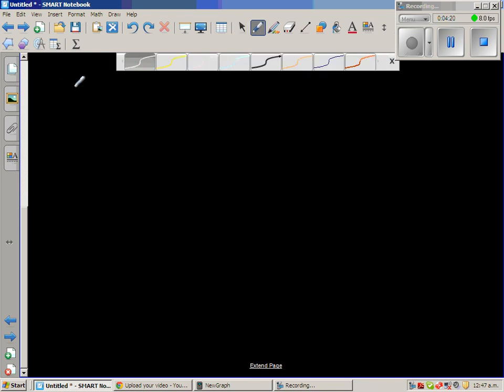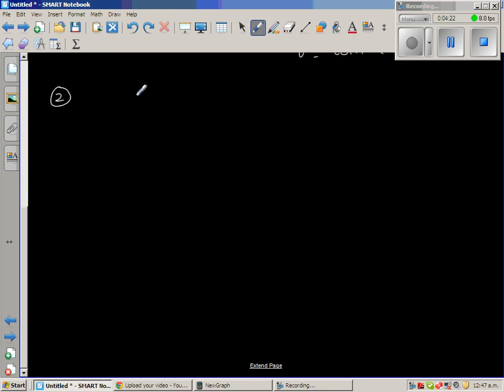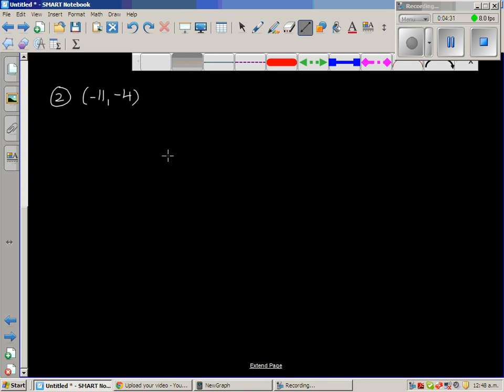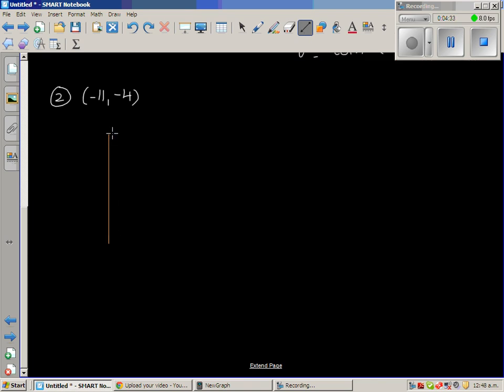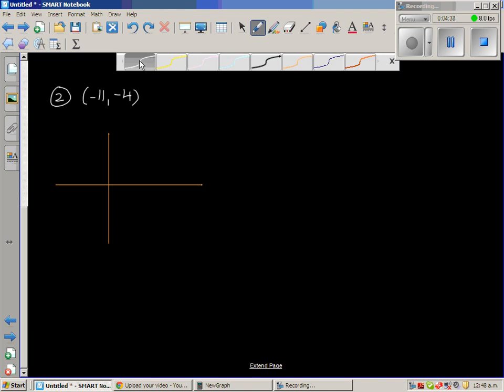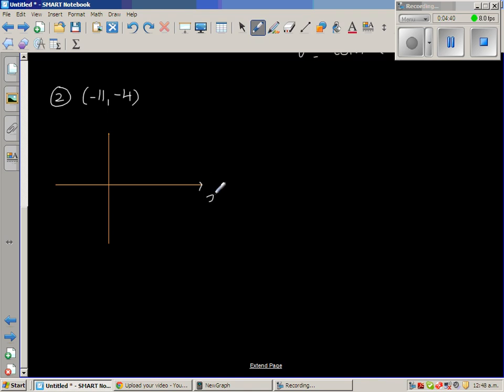Example number 2. Let us change negative 11, negative 4. So again, draw the x and the y axis. So this is your x axis and this is your y axis. So this is say negative 11 and this is say negative 4. Not drawn to scale again.